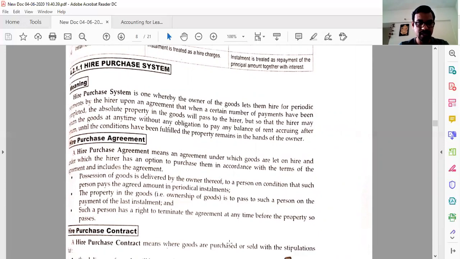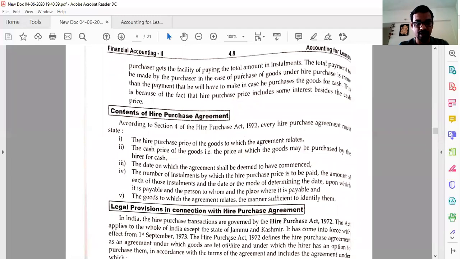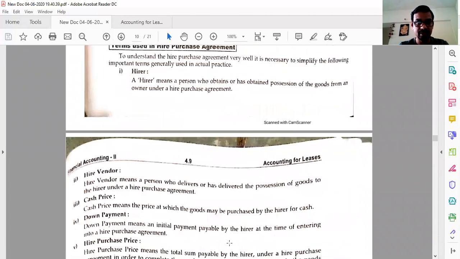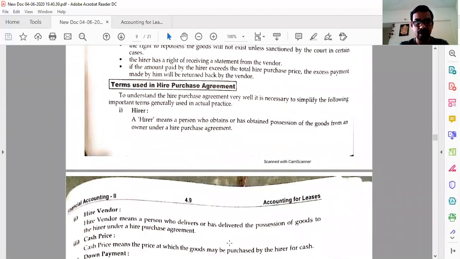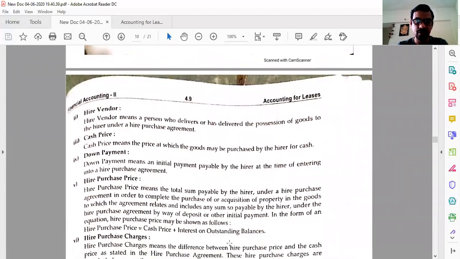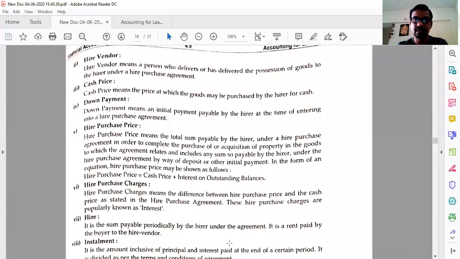Okay. Now we have to see how the hire purchase system is regulated. Under the hire purchase system, some terms are utilized. Number one, the hirer. A hirer means a person who obtains or has obtained possession of the goods from an owner under a hire purchase agreement. Then the second term is hire vendor. Hire vendor means a person who delivers or has delivered the possession of goods to the hirer under a hire purchase agreement.